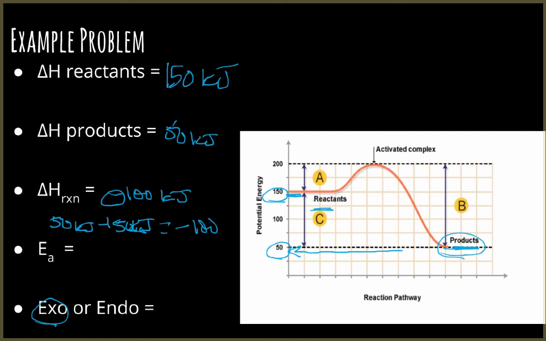The last thing we can look at is the energy of activation here. To figure out what the energy of activation is, we're going to take the difference between the reactants and the top of the energy barrier. So we're going to look at this area right here to figure out what that energy of activation is. So from 150 to 200, the difference there is 50 kilojoules. This number is always going to be positive because you have to put energy in to get it up to that point in order for the reaction to occur. So energy of activation again for this one would be 50.